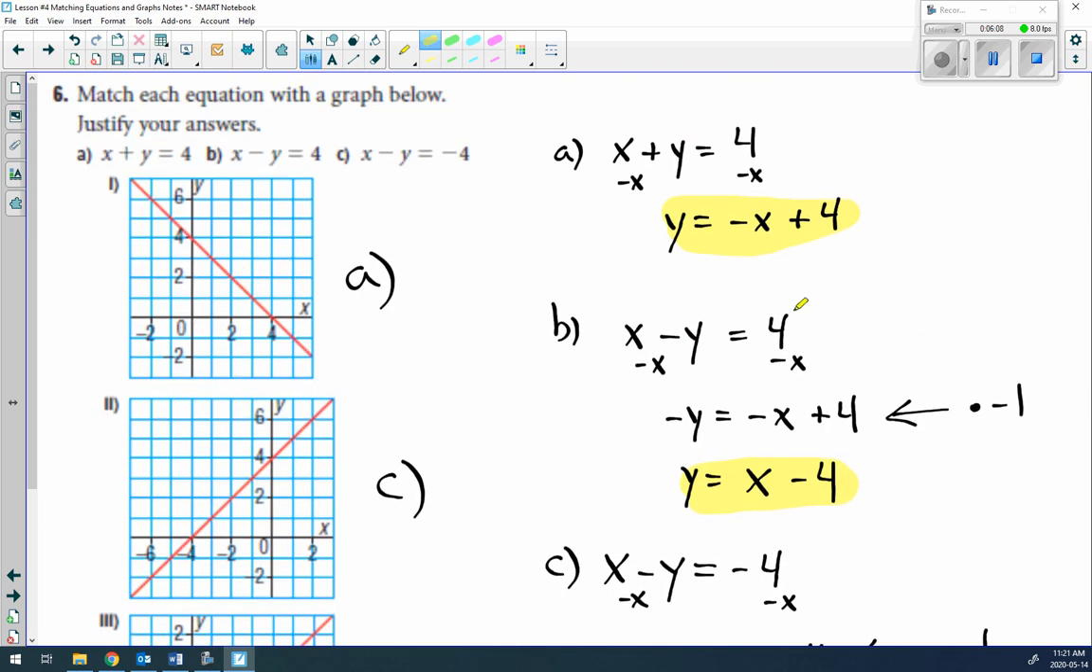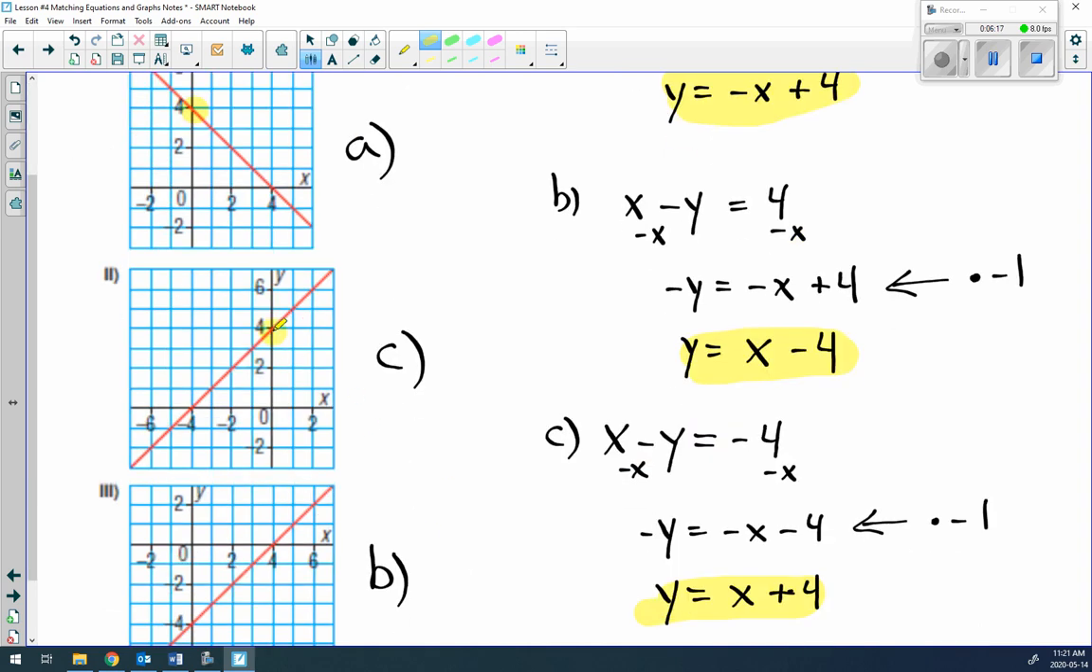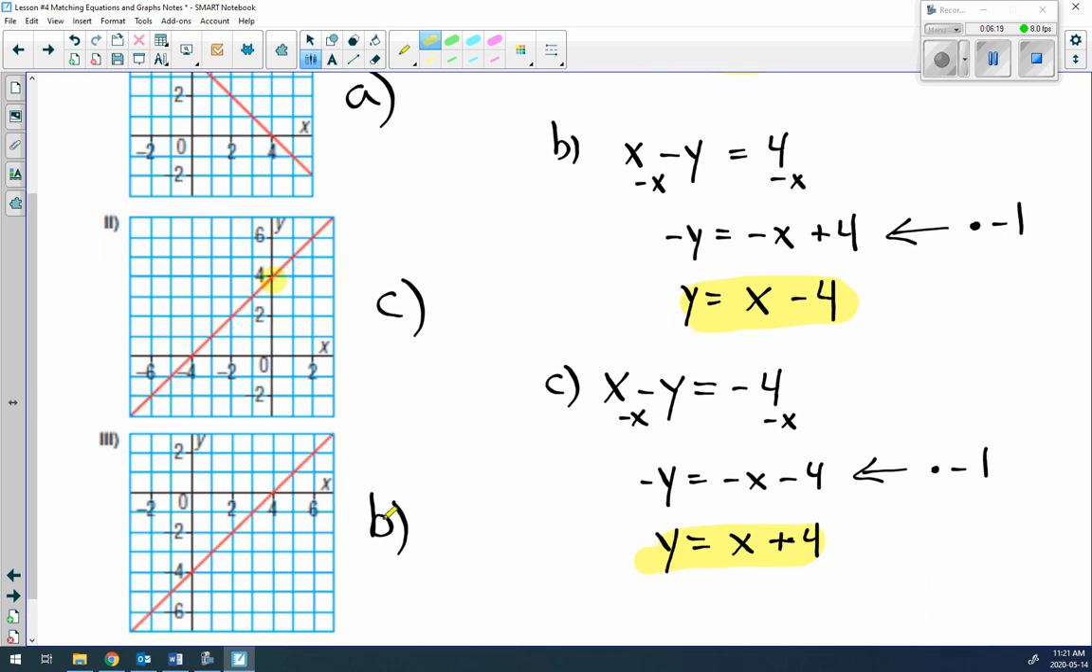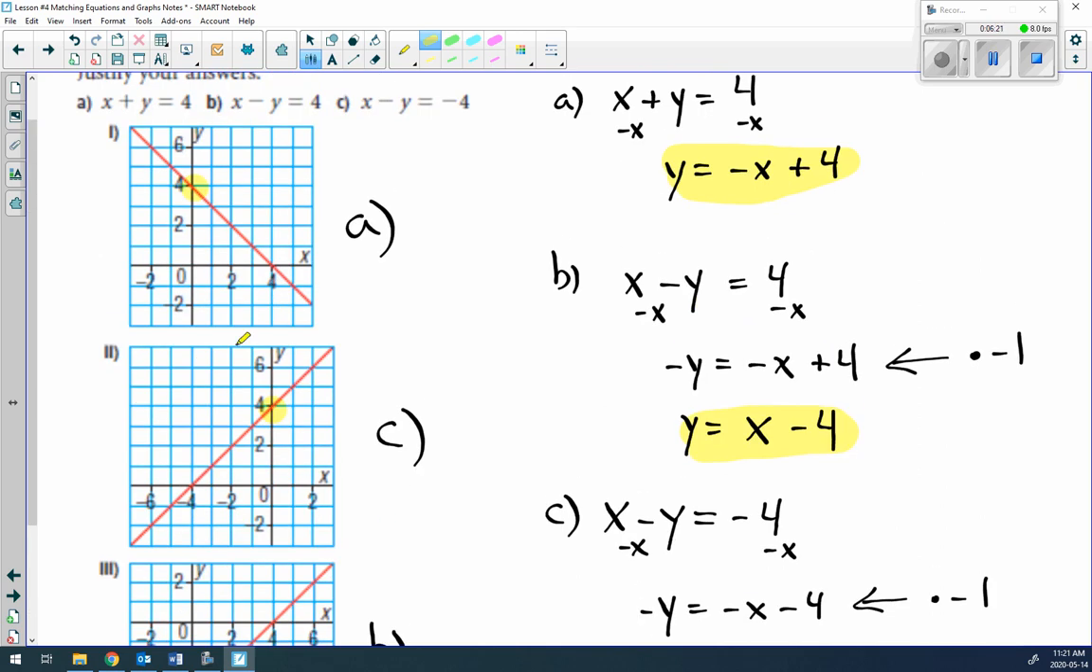So let's look at the first one. First one has a y-intercept of positive 4. Yeah, that could be the first graph. You can see right there. It could also be the second graph. And oh, no, it can't be the third. So it could either be 1 or 2.